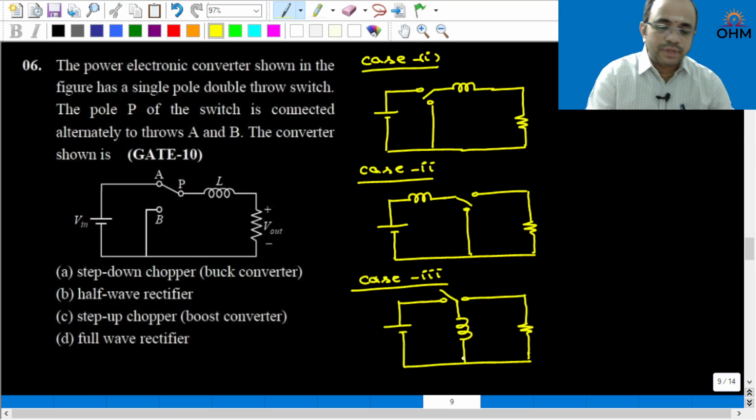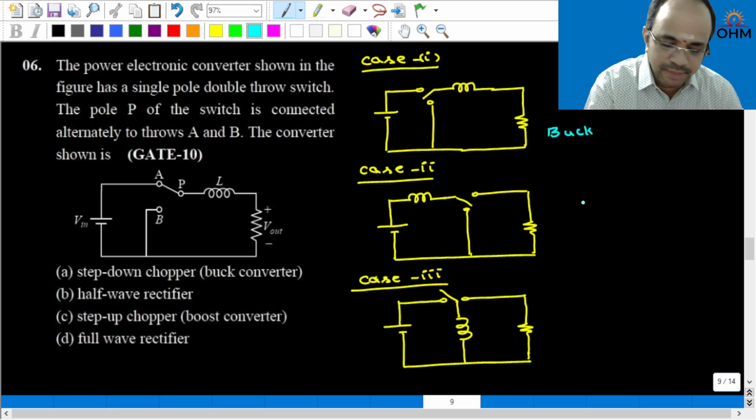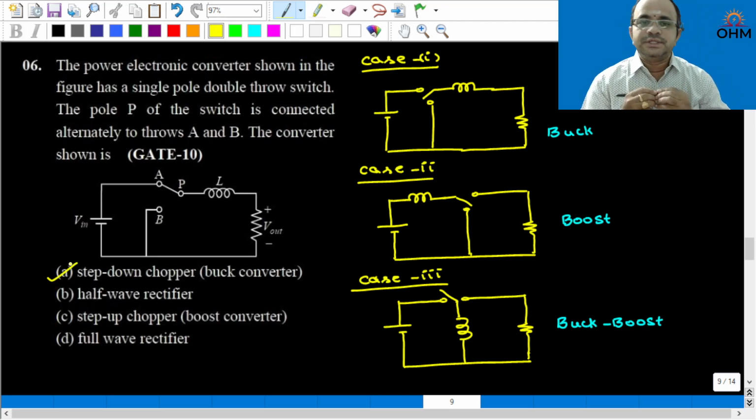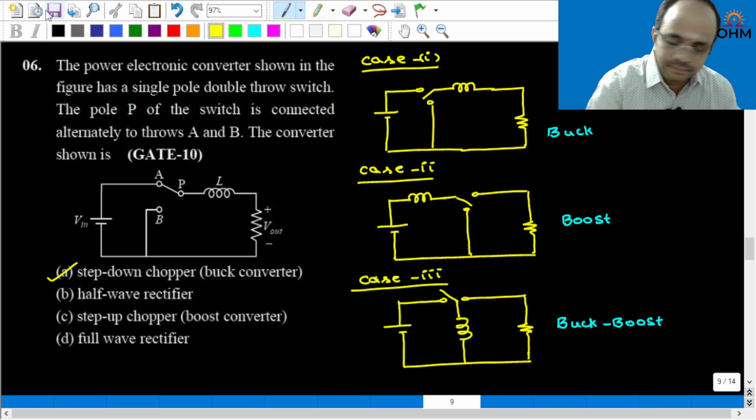Right, now in this first case, this topology is named as buck converter or step down, and this topology is called boost, and this topology is called buck boost. Right, now based on these three, the given circuit is step down chopper or buck converter. So very simple. So I will suggest you to practice the remaining topologies as well, which will be useful for the upcoming exam. I hope it is clear.